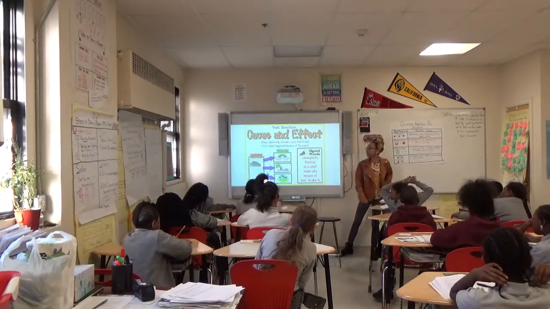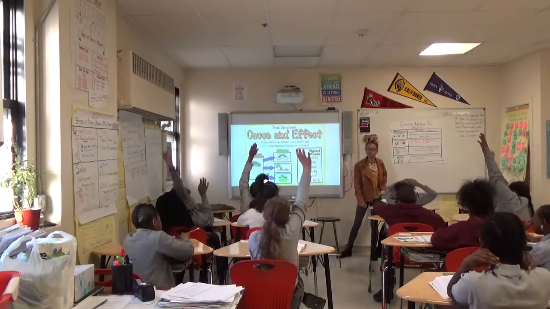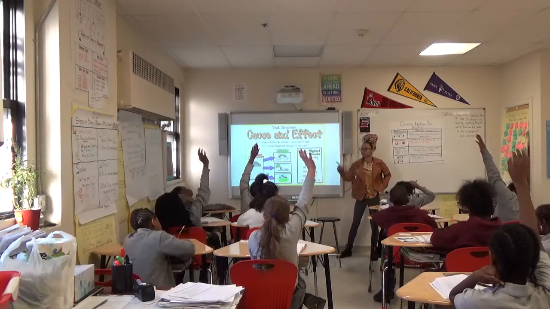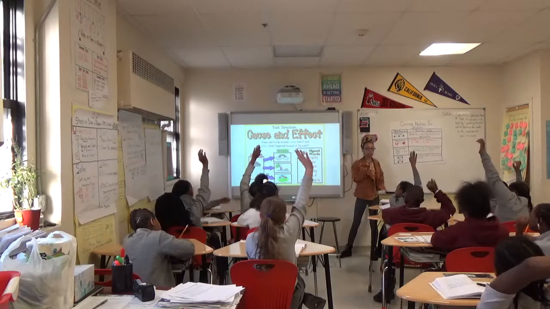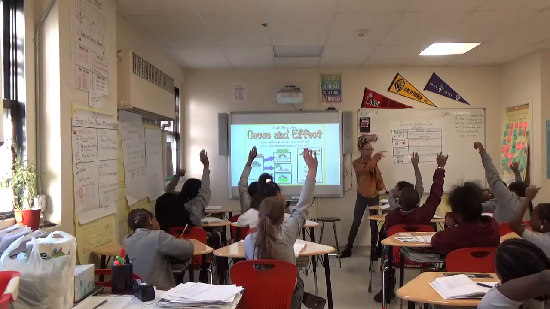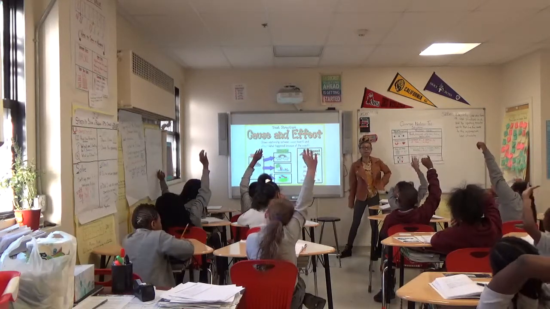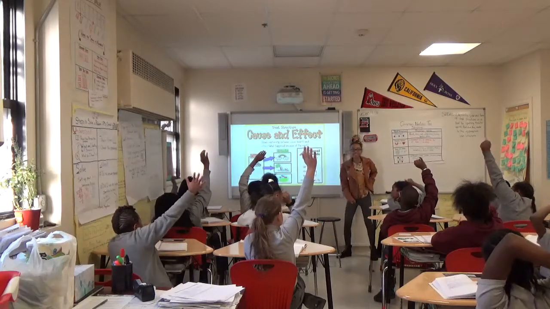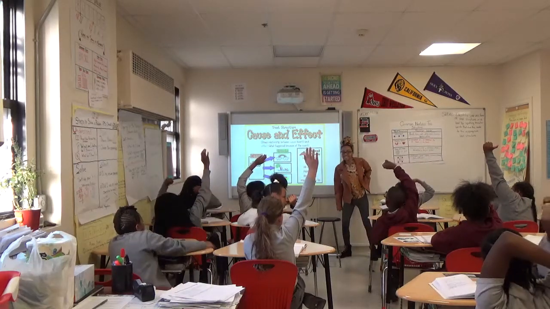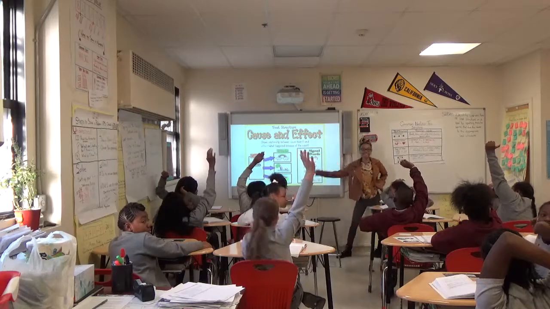Can someone please read the definition underneath? I know I have more strong readers. I see 1, 2, 3, 4. I can get more hands. 5, 6, 7, 8, 9, 10, 11, 12. Oh, I have my whole class. Almost my whole class. I'm going to read.